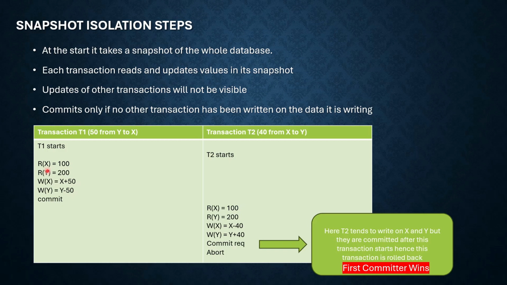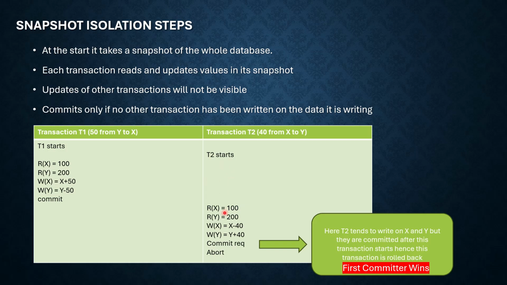Okay, so what will transaction T1 do? It will simply read the values of X and Y. Then it will write X plus 50 on X, and Y minus 50 on Y. Then it tries to commit. While trying to commit, it will see that it is writing only on variables X and Y, and no other transaction has currently changed the values of X and Y. So it successfully commits the transaction, because no other transaction has written anything on variables X and Y.